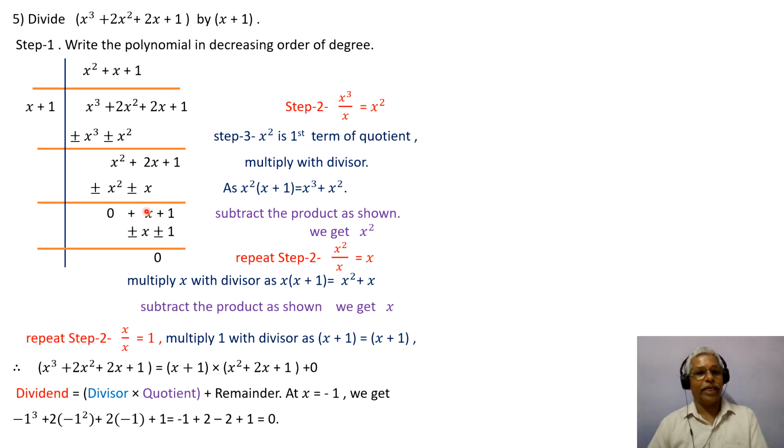X upon x is 1. This is the next term of the quotient, plus 1, and multiply 1 by this divisor. 1 into x is x, 1 into 1 is 1, so change the sign, and you get remainder as 0.